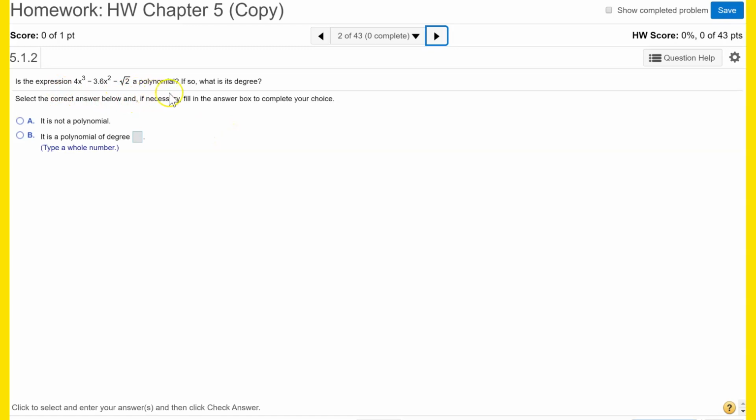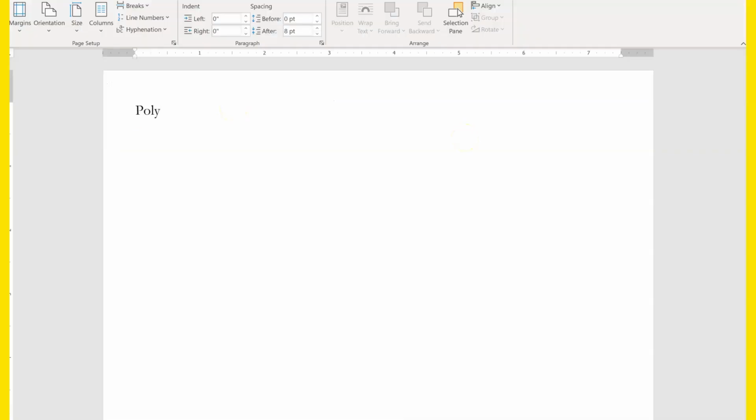Is the expression a polynomial? If so, what is its degree? So we need to get a couple of vocabulary words. So what is a polynomial? All right. A polynomial has to meet 2 conditions.